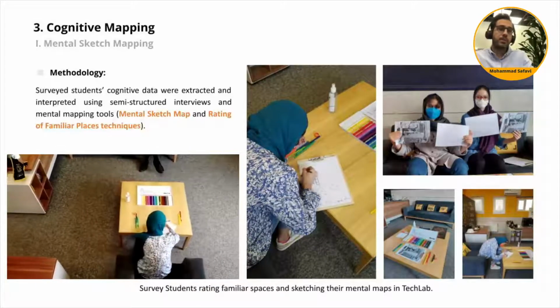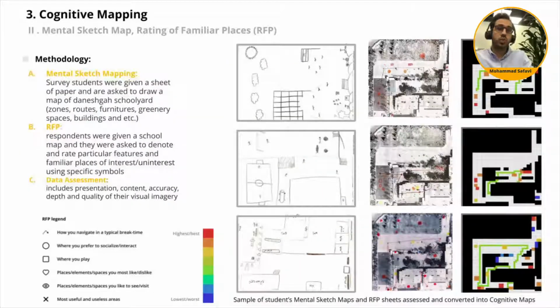For mental sketch maps, we asked students to draw the schoolyard's map, and we really wanted to see how students represent the yard internally for themselves and what are the most important and highlighted areas. And then for the rating familiar places technique, we asked students to highlight and rate the different areas of the school based on the provided symbols and colors in the legend. On the third step, we assessed the data and converted it into heat maps, as shown on the right side of the screen, for each individual person.